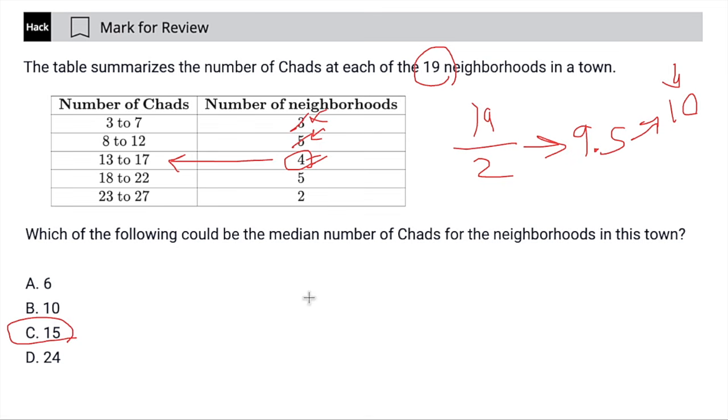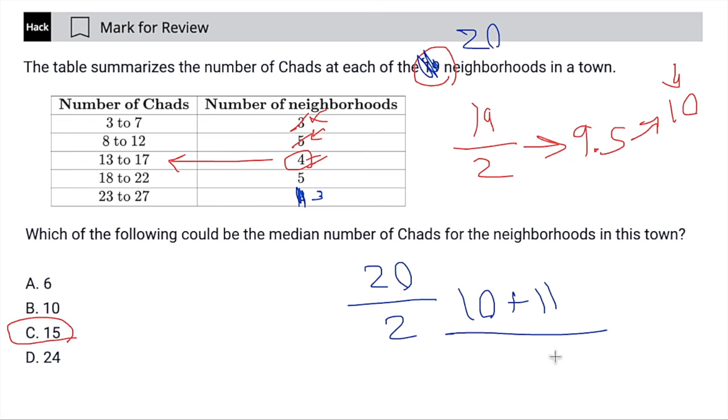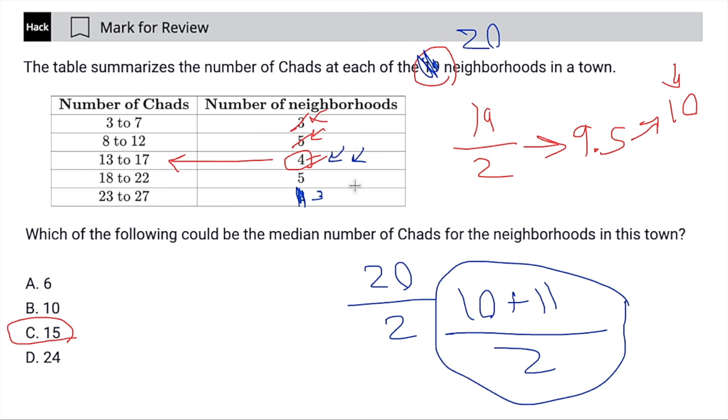And in case you're wondering, if you had an even number, so let's say we had like 20 neighborhoods in this town, and we'll just add like a third neighborhood here, then you would do 20 divided by 2, which is 10. And instead of rounding up, because we're already at a whole number, we're going to include the 11th and get the average of those two values. So in this case, we know that our 10th value was here. Our 11th value is also here. So either way, we would end up with 13 to 17 because basically 13 to 17, the average of that would still be 13 to 17 since it's two of the same value. So there is your median trick.